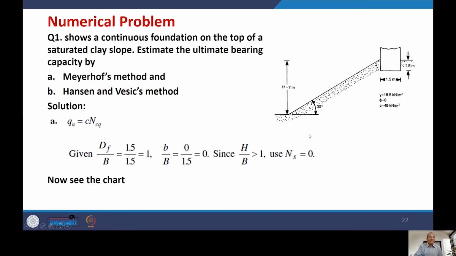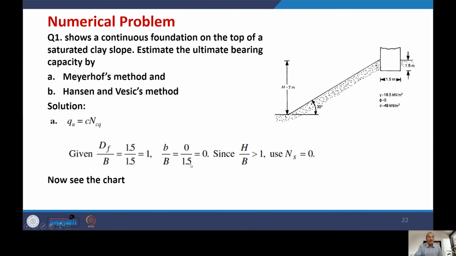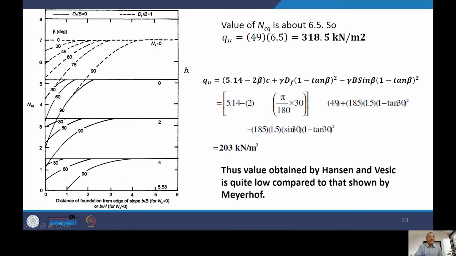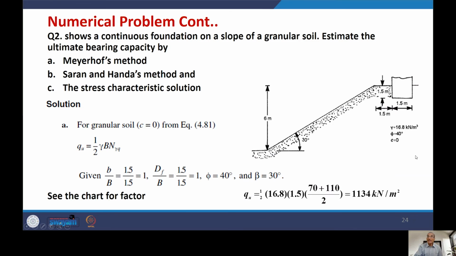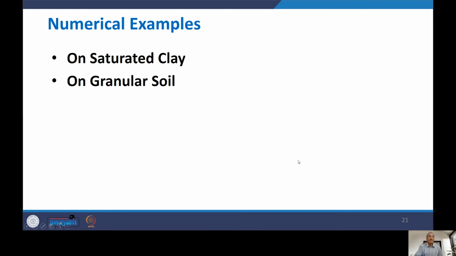So here you can see that NcQ is given, while on the x-axis you have b by B or b by H. Because Ns is 0, b by B is already 0. So we need to use this when b by B equals 0. And from this chart, you need to pick up a line for Df by B equal to 1. So here Df by B equal to 1, b by B equal to 0, and Ns equal to 0.